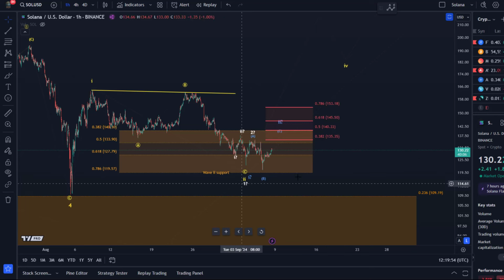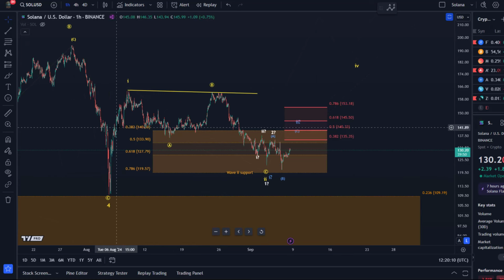The Solana chart is in pretty much an unchanged situation. We're still holding the support region, which is defined between $119.57 and $140.30. So that's the main support region for a wave 2 pullback. So we're exploring the idea of a bullish scenario. Absolutely possible here.